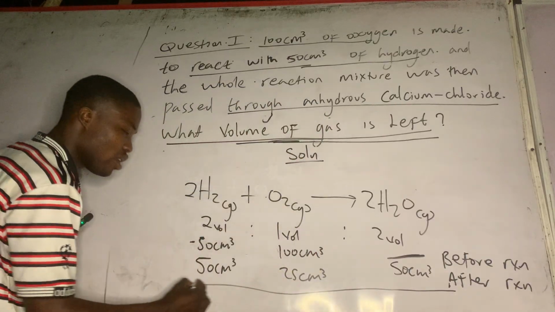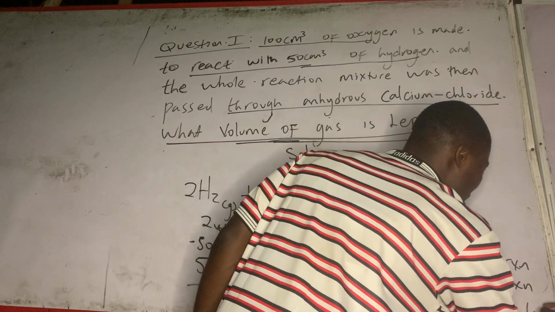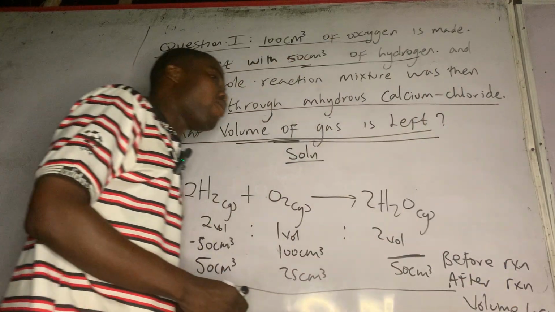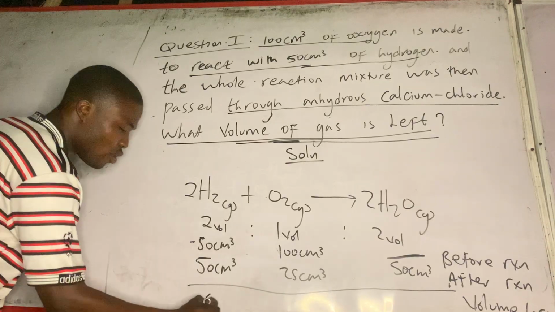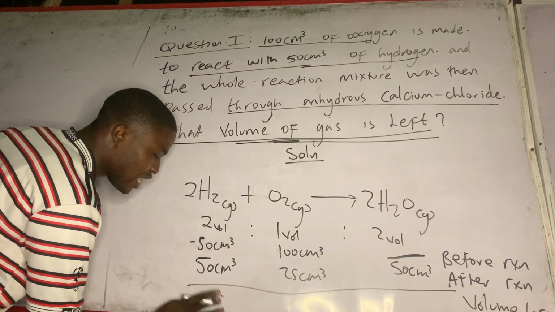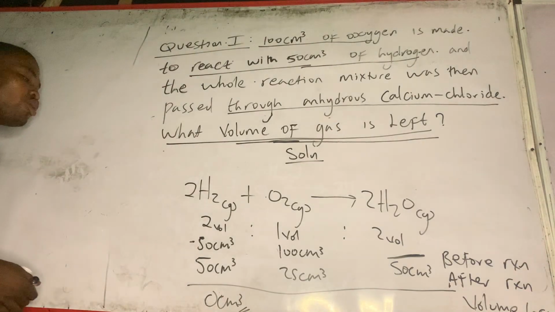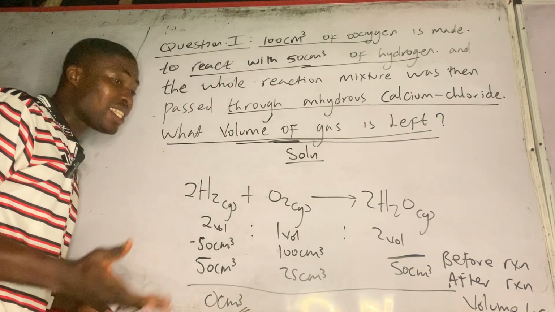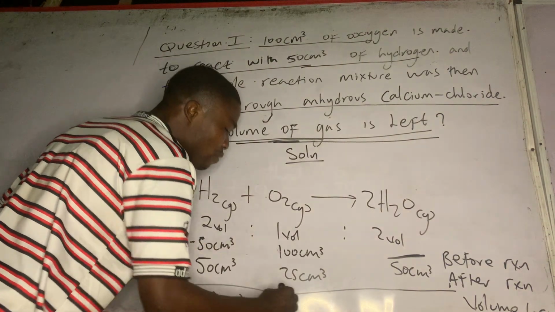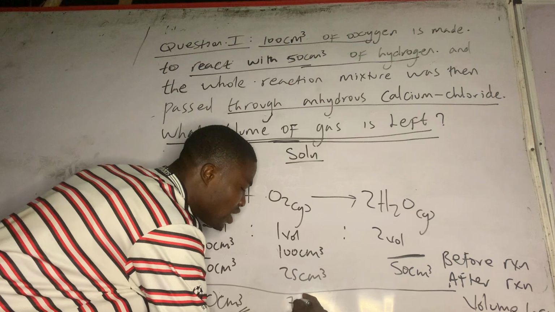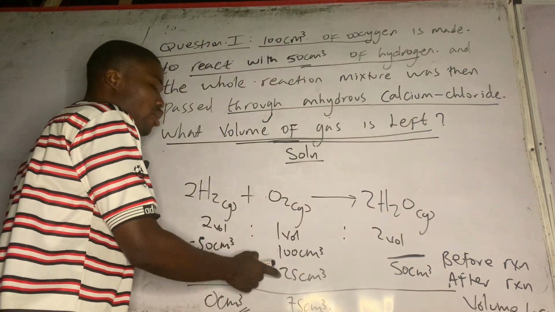What is now the volume left? The volume left, or the residual volume, is just a simple subtraction. 50 minus 50 gives 0. So at the end of the day, all the hydrogen gas was used up during the reaction. That's why it is the limiting reagent. Then what is the volume of oxygen left? It is going to be 100 minus 25, which is 75.